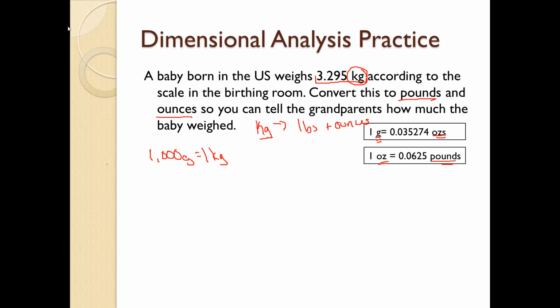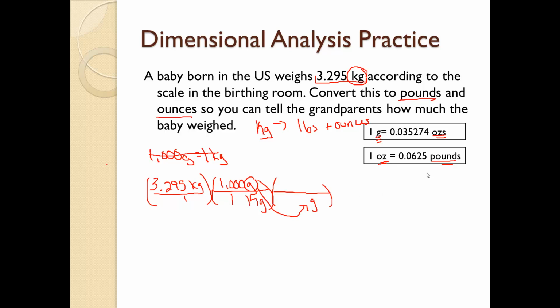So, take our beginning number, 3.295 kilograms over 1. Kilograms are on the top, so we're going to put it at the bottom of the next one. The only one here with kilograms is this one right here. 1 kilogram is equal to 1,000 grams. I'm going to cross this off so I don't use it again. I don't want to confuse myself. I have grams on top, which means I want to put grams on the bottom of the next one. Look for grams in here. The top one's the only one that has it.